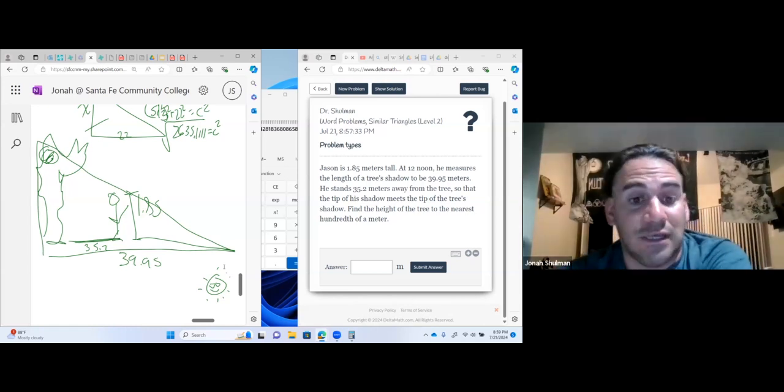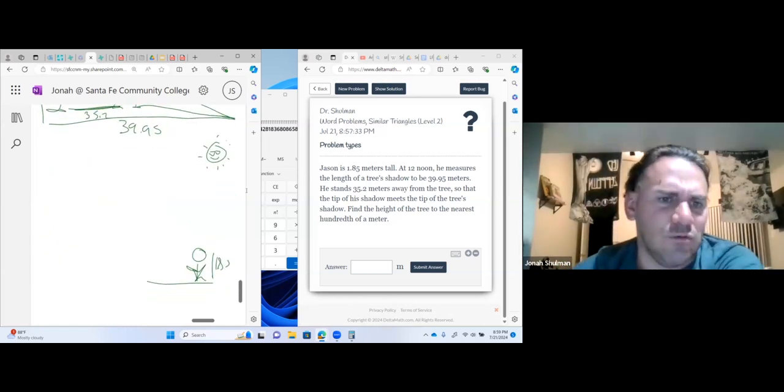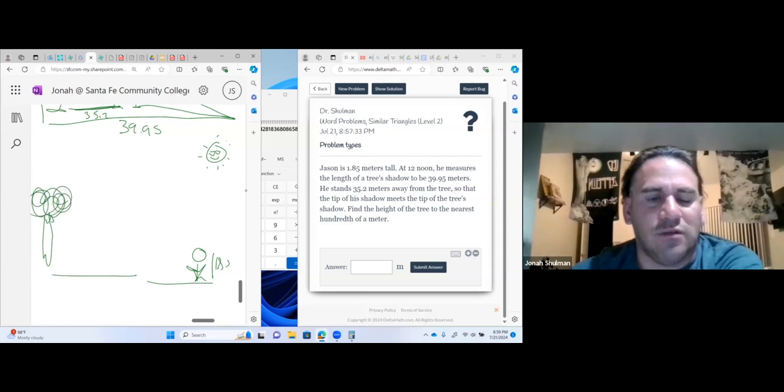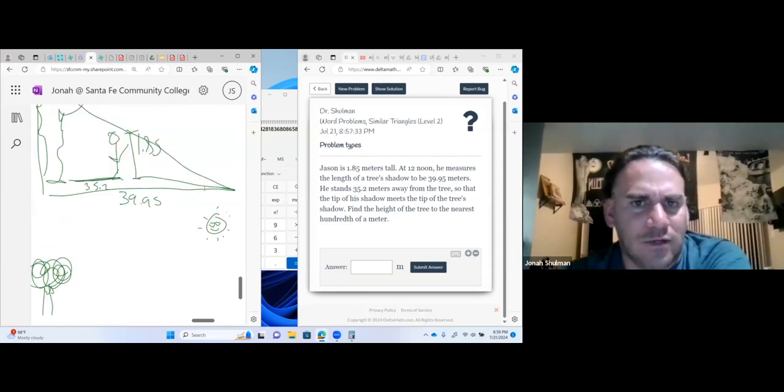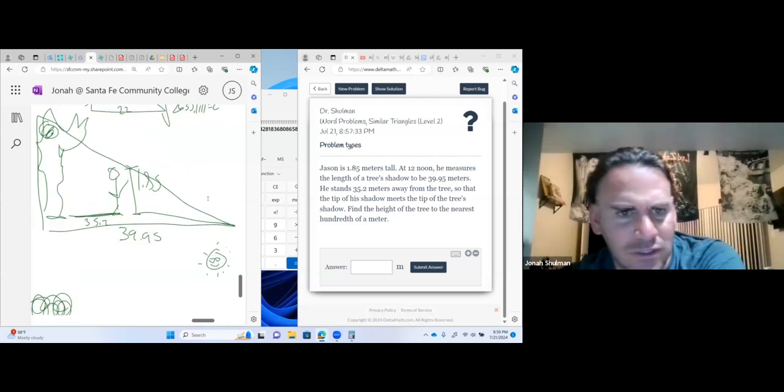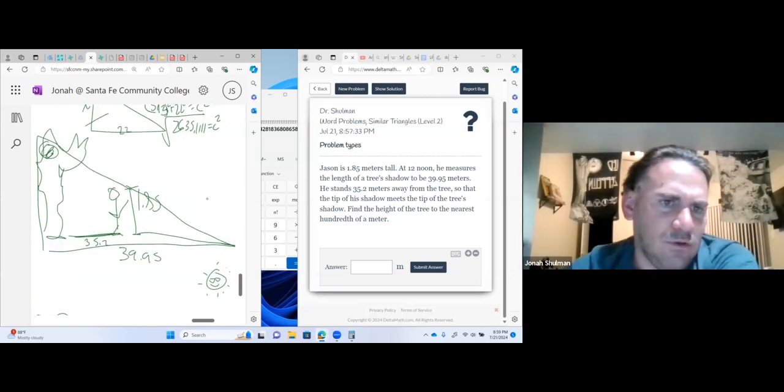I thought they were going to be separated like this, but then the shadow wouldn't work, right? Yeah, that's not what they want. That'd be weird. All right, cool. So find the height of the tree. Well, this shouldn't be too crazy.